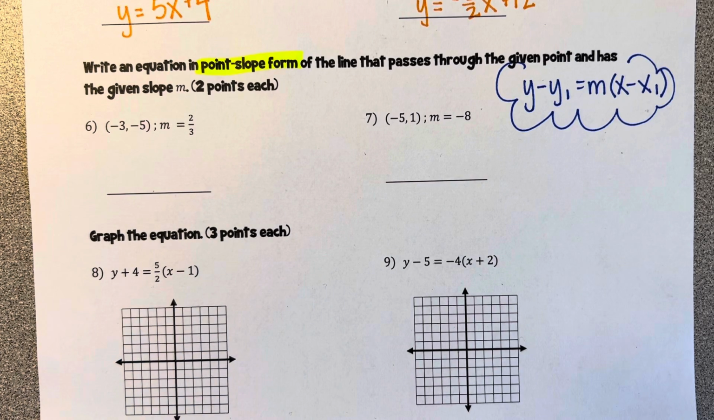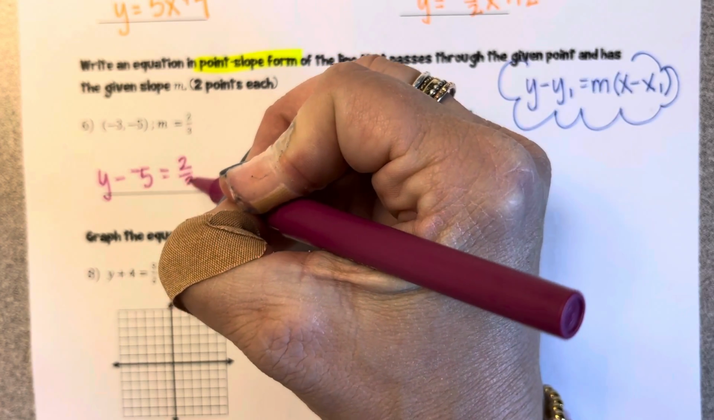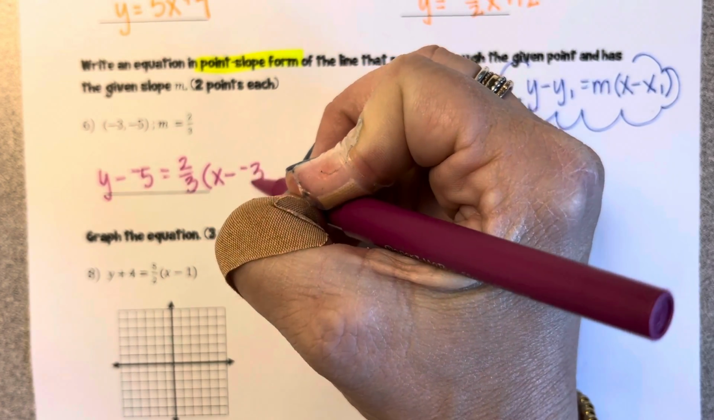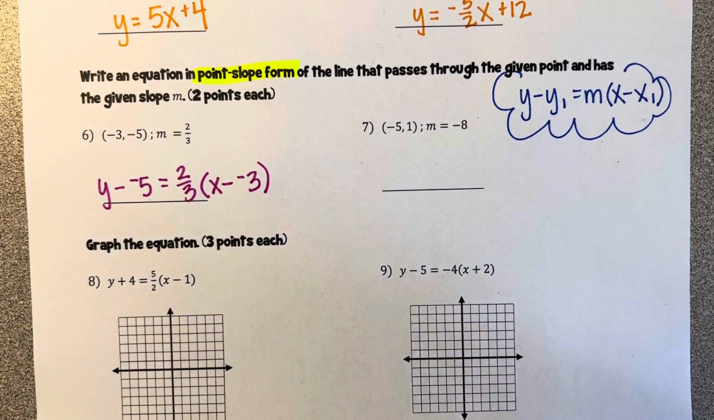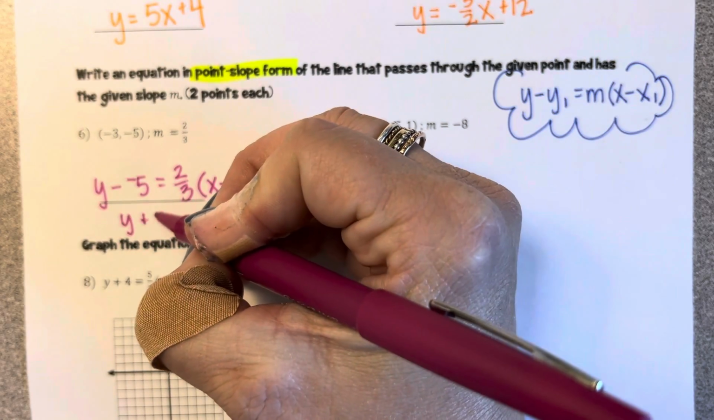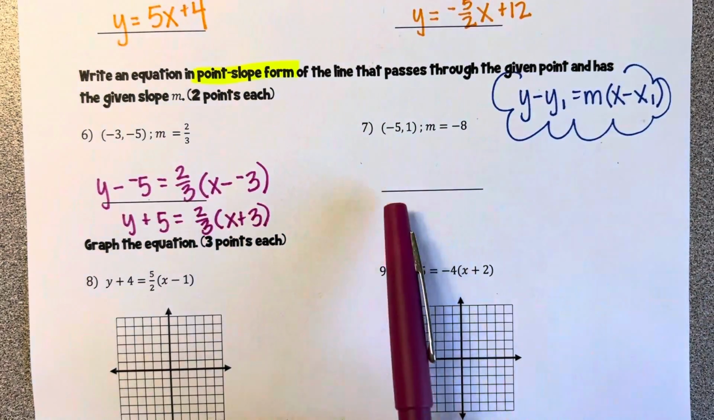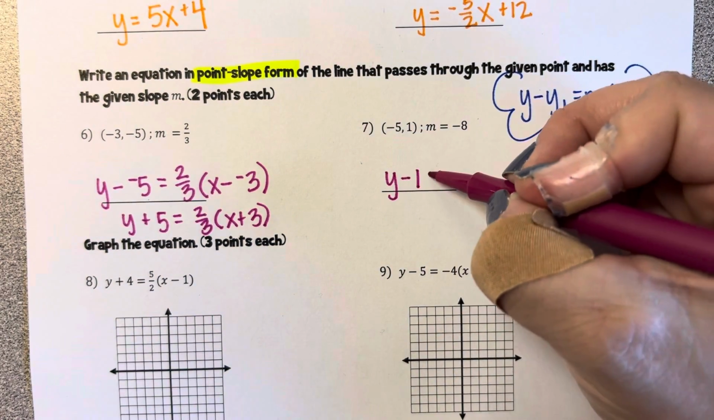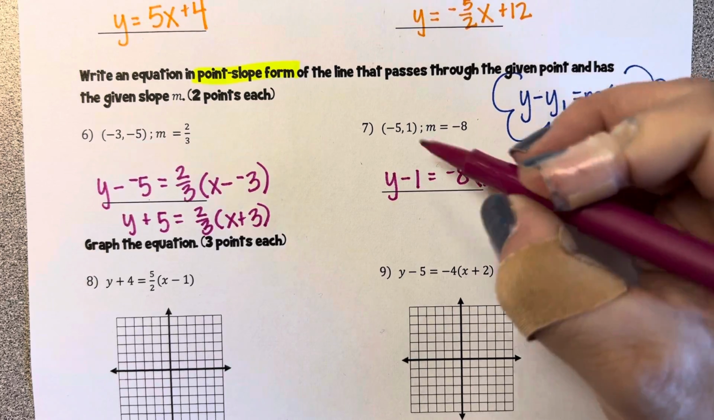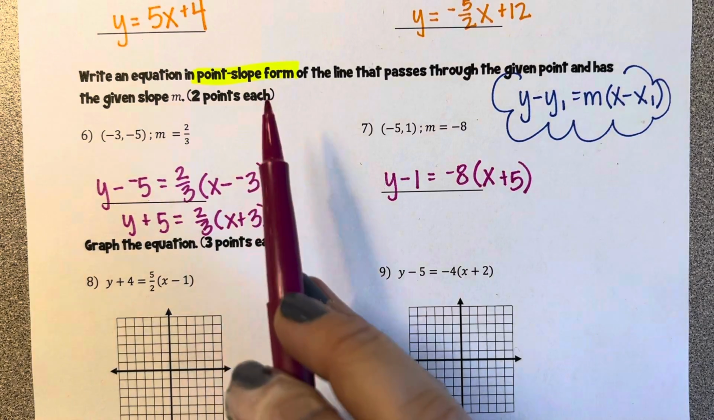So let's see. We're going to do y minus the given y equals m times x minus the given x. Okay, and technically, is this correct? Yes, but do we ever want to write it as subtracting a negative? No. So I'm going to write mine as y plus 5 equals 2/3 times x plus 3. Okay, and on the next one, it's y minus the y that I'm given equals m times x minus -5, which is plus 5. Okay, and it's in point-slope form, so we're good.